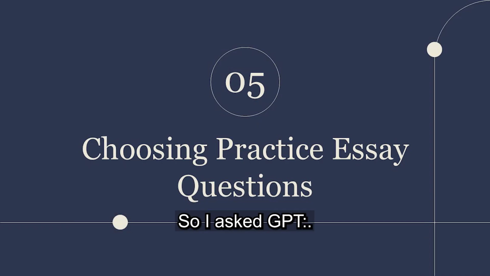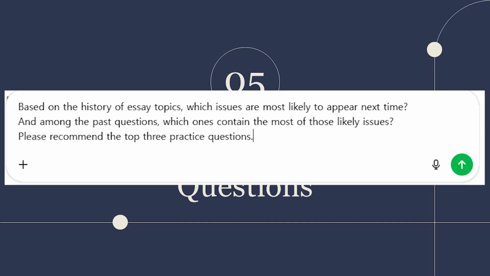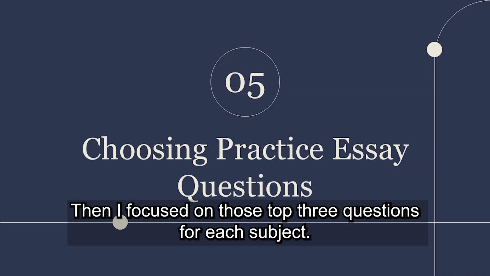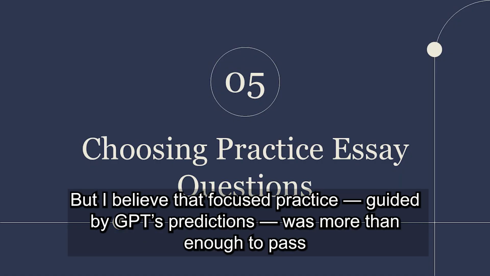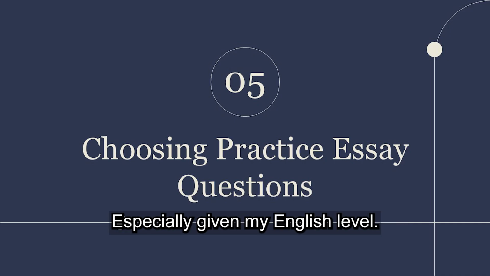So I asked GPT, based on the history of essay topics, which issues are most likely to appear next time? And among the past questions, which ones contain the most of those likely issues? Please recommend the top 3 practice questions. Then I focused on those top 3 questions for each subject. I haven't compared them directly with the actual July 2025 exam yet, but I believe that focused practice, guided by GPT's predictions, was more than enough to pass, especially given my English level.